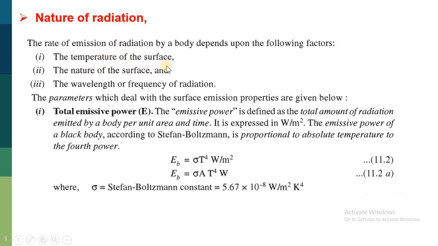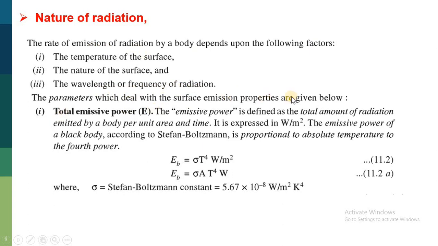Now, the rate of emission of radiation from a body depends on different factors. Number one is the temperature of the surface. If the temperature of the surface is high, the rate of radiation is also high. If the temperature is less, the thermal radiation is also less. Next is the nature of the surface. If the surface is planar or more open, the heat transfer rate is more. If the surface is more complicated or curved, the rate of thermal radiation is less. Next, the wavelength and frequency of radiation also directly affect the phenomenon of emission of radiation.